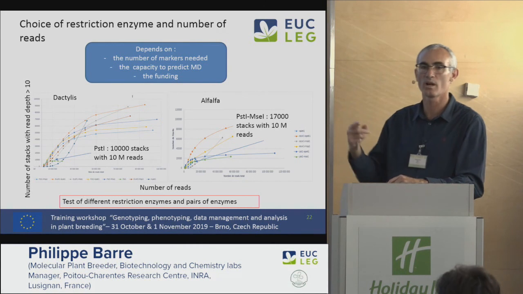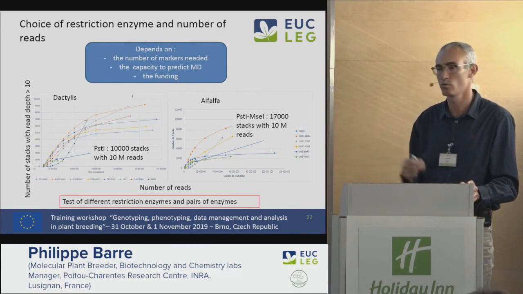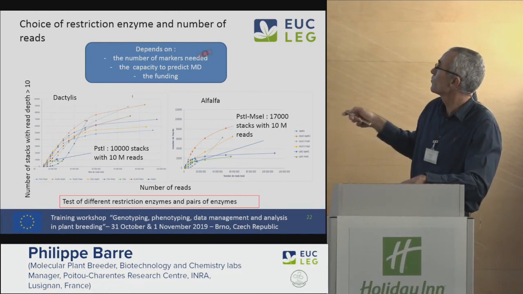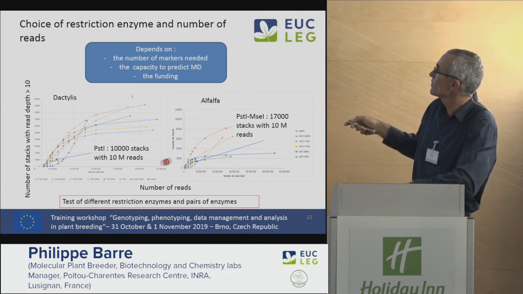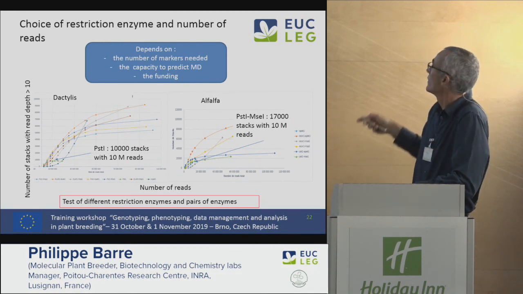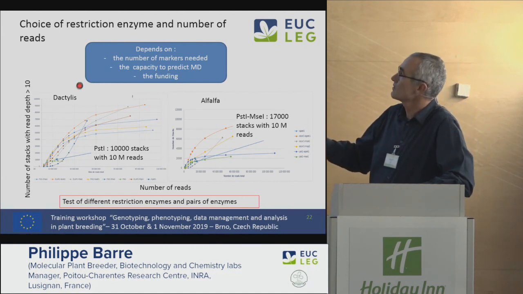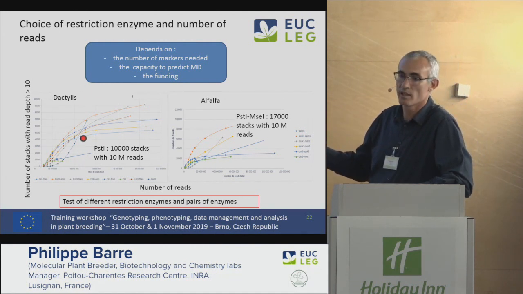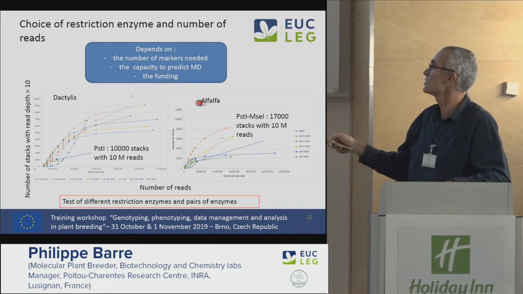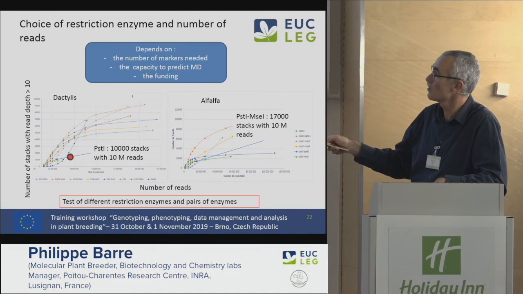So you have to think, what restriction enzyme do you want to use? And here, I put 2 examples, one in Dactylis and one in alfalfa. And you see we used not only one enzyme, but a couple of enzymes. For example, for Dactylis, the population we're working with is a kind of mapping population with quite long linkage disequilibrium. So we don't need a lot of markers. And so eventually we picked this one.